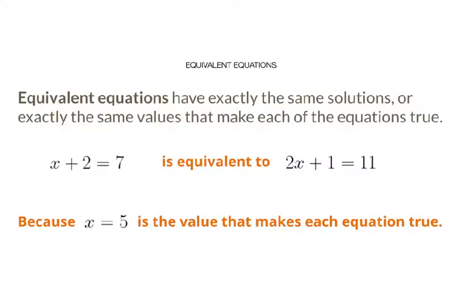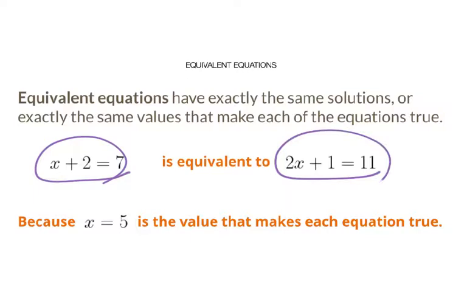Moving on, now we're going to look at equivalent equations. This means I have an equation and I have another equation, and these two equations look different. One says x plus 2 equals 7, and the other one says 2x plus 1 is equal to 11. They're completely different. However, they are equivalent. Why are they equivalent? They are equivalent equations because they have the exact same solution, or the value makes each equation true.